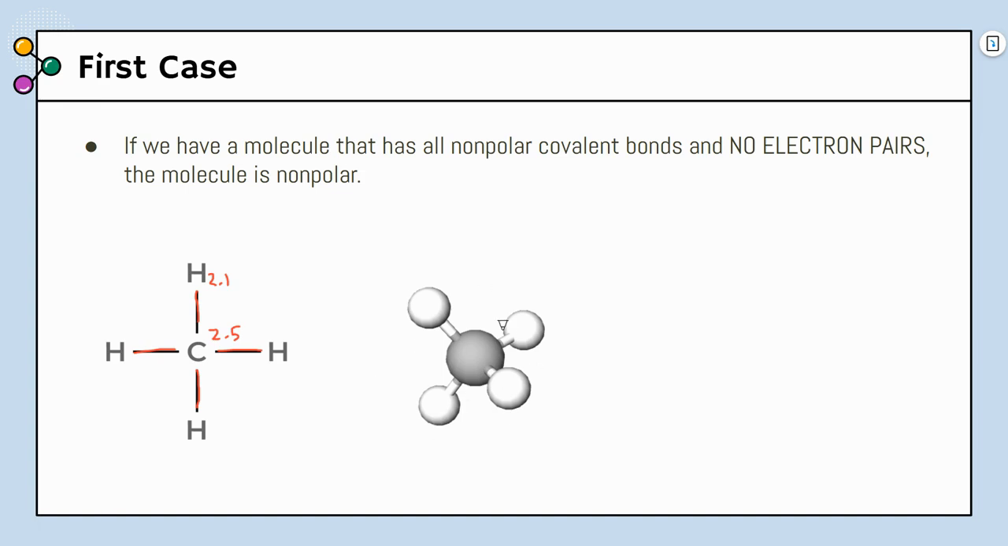So this molecule overall has no polarity. There's no real region of especially positive or negative regions. So this is a nonpolar molecule. Because there's no separation of positive and negative regions. The electrons haven't moved closer to one atom versus another.